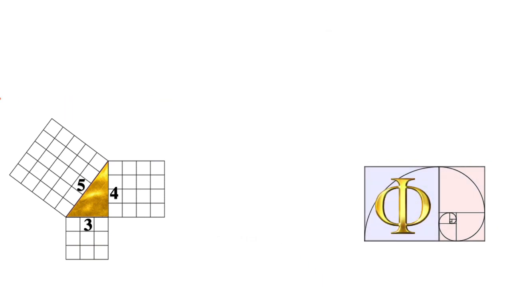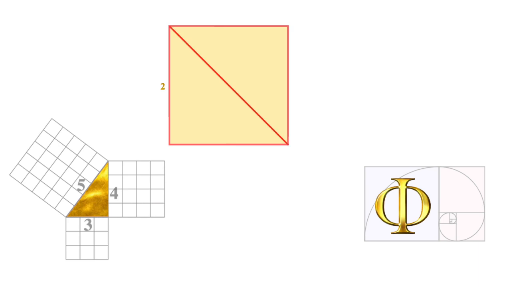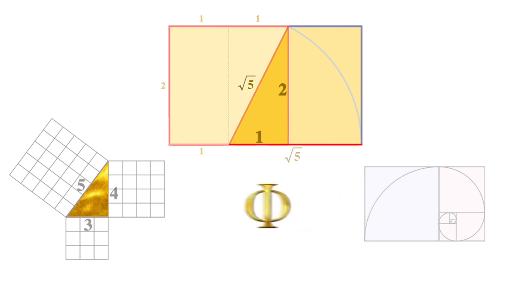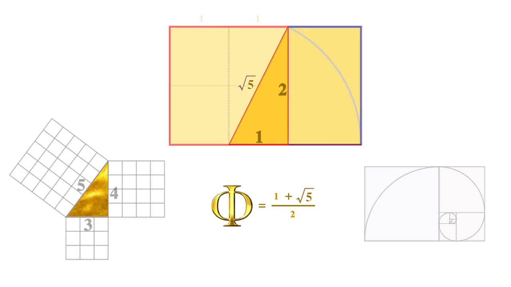We all know, of course, that the diagonals of a square reveal its center. It's also well known that the half diagonal of the square gives us a triangle with the side ratios 1, 2, root 5, which produces the golden rectangle, and thereby the very definition of phi, the golden ratio. It's simply the length divided by the height of the rectangle.